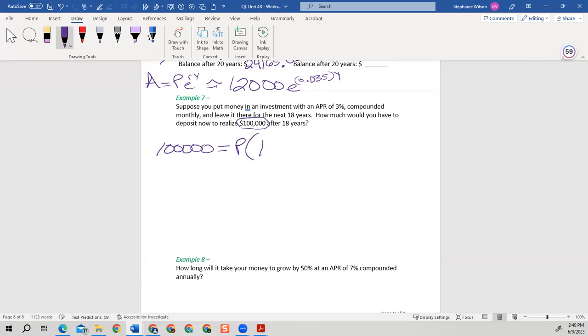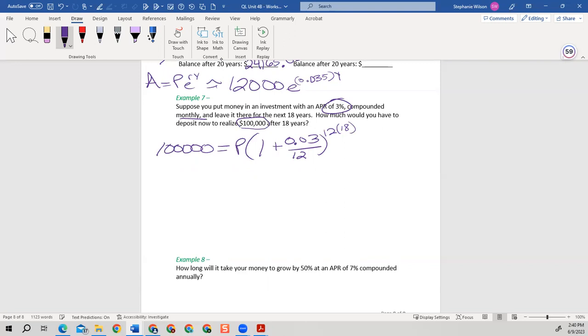I do know what my interest is. My interest is 3%. I'm going to write it in decimal. And then it said it was going to compound monthly, right? So my N is 12. I'm going to raise it to 12, and I'm going to multiply that by 18 years.